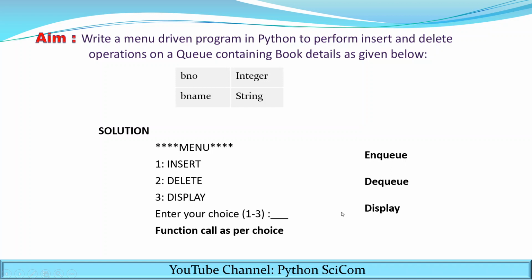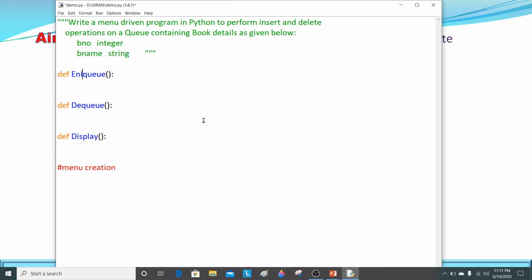So now let's open the Python IDLE and run the Python code. I'm using the Python IDLE here. You can use Jupyter or any other software. Now I have written here the basic structure of the code, the function definitions of enqueue, dequeue, display, and here you have to create the menu. Now let's start. First of all, the function definition for inserting an element.